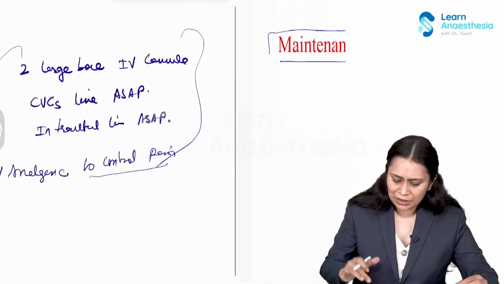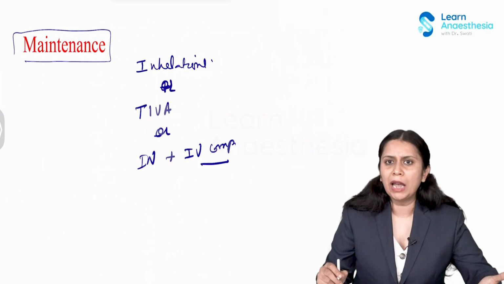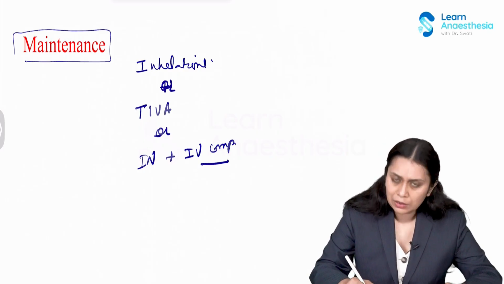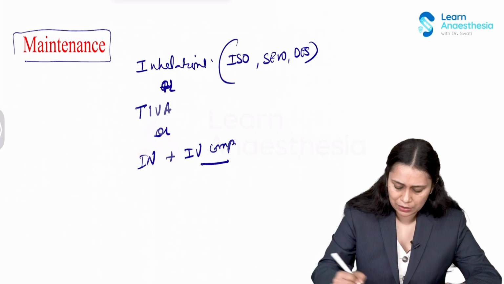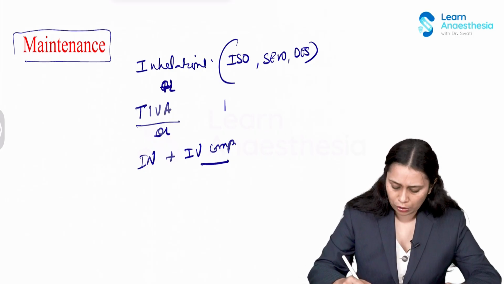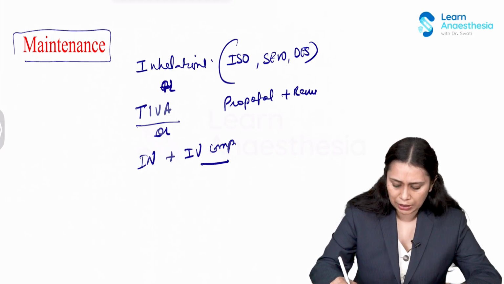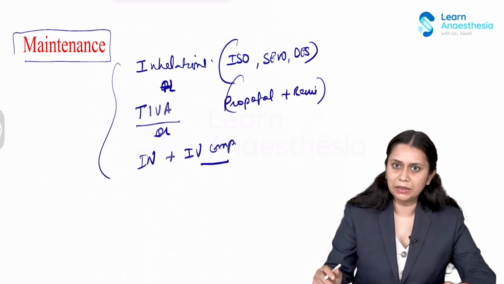Okay. Maintenance, as I said, is the same as you do for any open aortic surgery. We can go for inhalational, we can go for ISO, we can go for SEVO, we can go for DES, any of these three, right? They are cardioprotective agents. With TIVA, we can go for propofol plus remifentanil infusion in a titrated way, and we can go for combinations as well. So we can use these for maintenance, right?